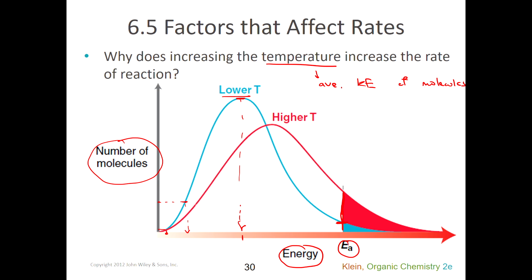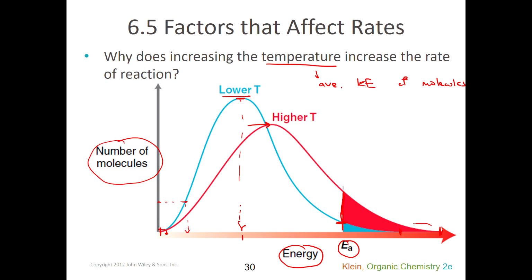If I increase the temperature, what happens to the line? The average shifts to the right and the distribution gets broader. The distribution still includes molecules with very, very little energy, but the blue line kind of stops here. There aren't really any molecules with more energy than this. The red line goes all the way out here.